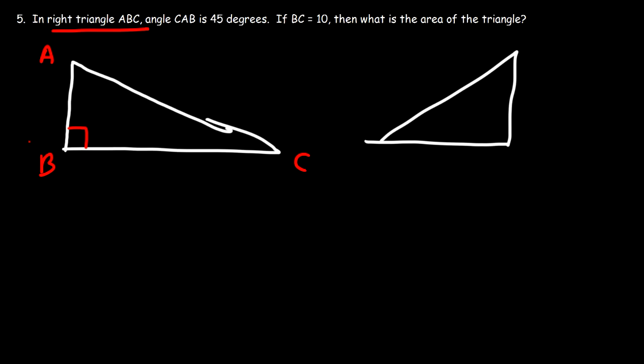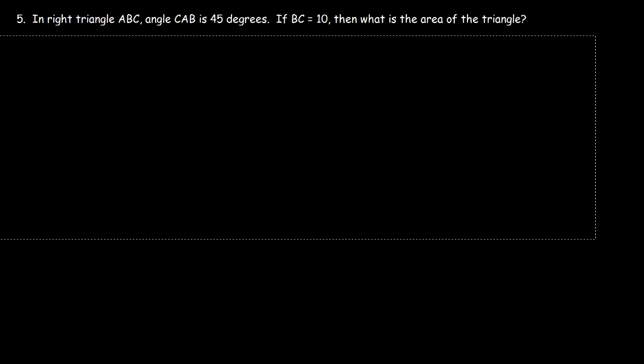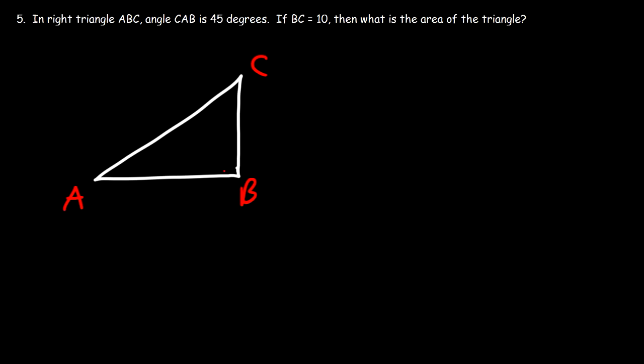Because we have a right triangle and the middle letter has to be the right angle. So we could say this is A, B, and C. So it really doesn't matter. You just gotta pick one of these pictures. So I'm gonna go with this picture. So let's say this is A, B, and C. Now angle CAB, so here's C, here's A, here's B. So this is angle CAB. That angle is 45 degrees.